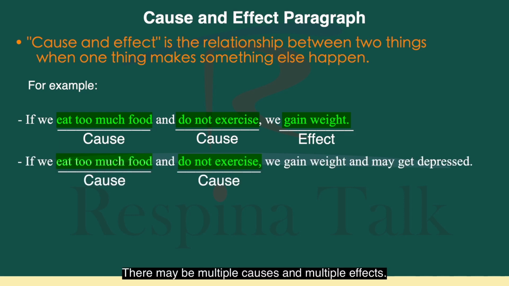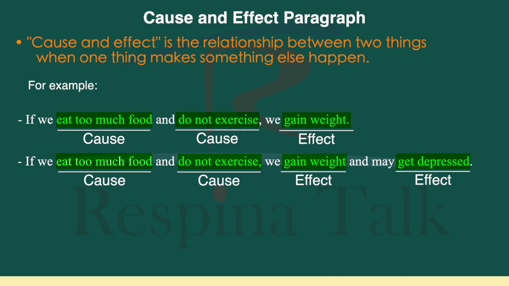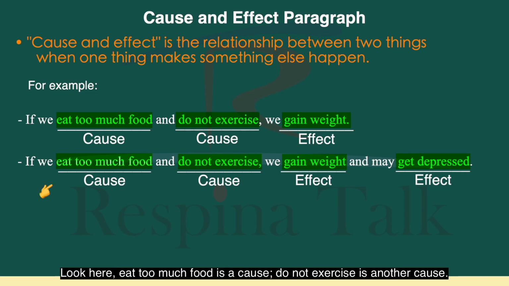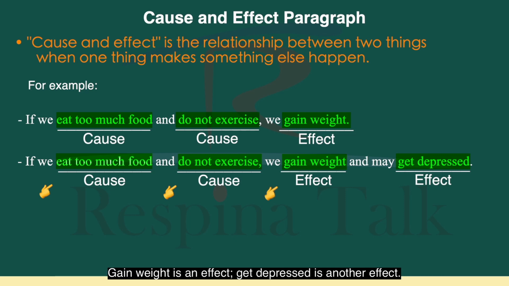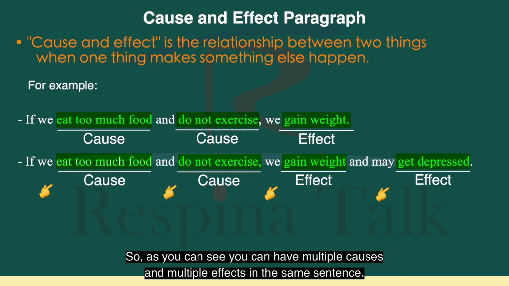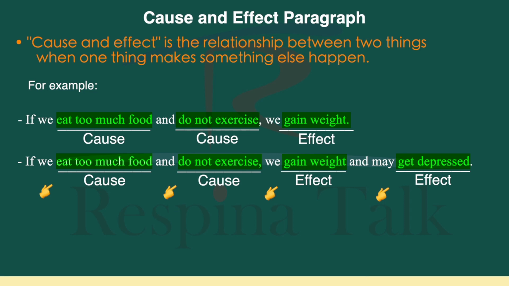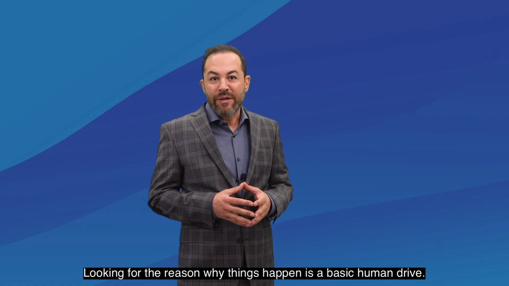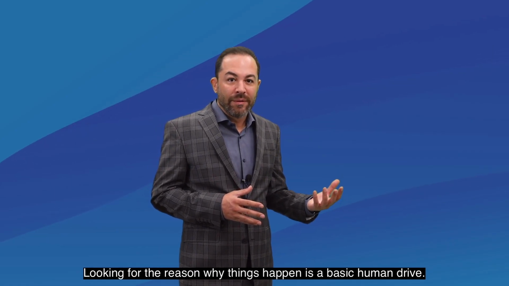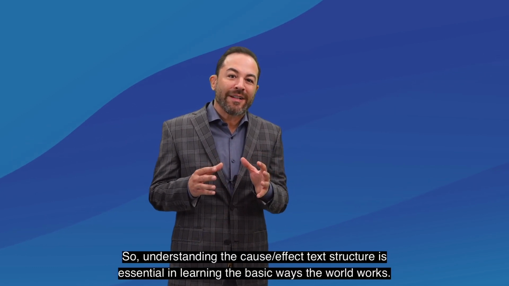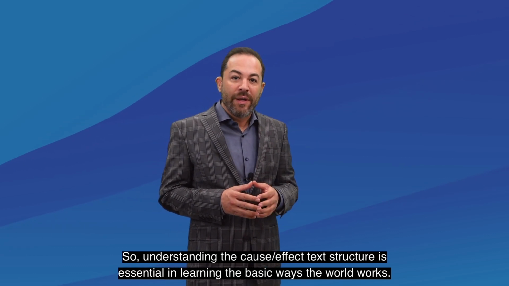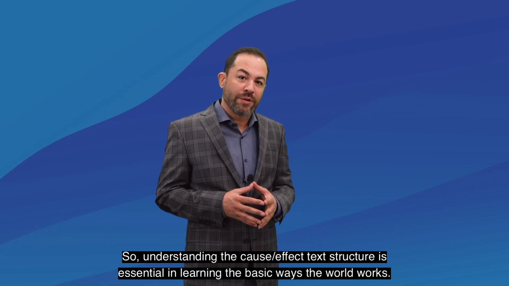There may be multiple causes and multiple effects. Look here. Eat too much food is a cause. Do not exercise is another cause. Gain weight is an effect. Get depressed is another effect. So as you can see, you can have multiple causes and multiple effects in the same sentence. Looking for the reasons why things happen is a basic human drive. So understanding the cause and effect text structure is essential in learning the basic ways the world works.